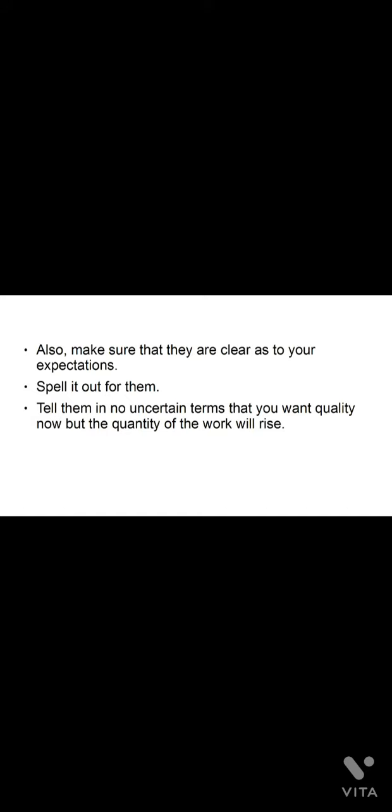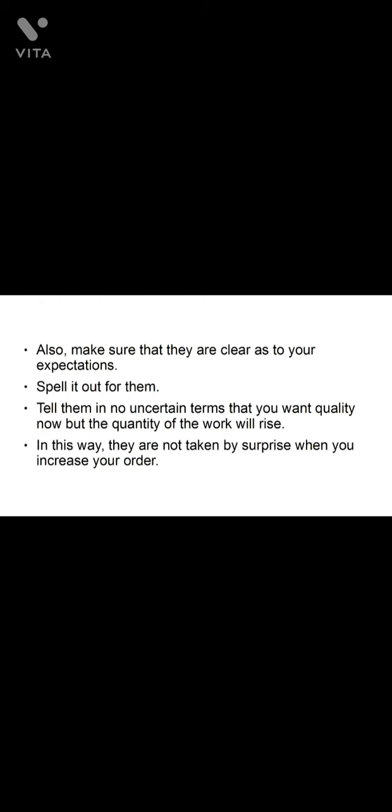Scale up to match quality, not quantity. Your overarching goal is to ensure your VA produces quality work. Quality should be top priority. Quantity will come later. Make sure your assistant knows this. Also, make sure they are clear as to your expectations. Spell it out for them. Tell them in no uncertain terms that you want quality now, but the quantity of work will rise. In this way, they are not taken by surprise when you increase your order. Offer incentives for a job well done.